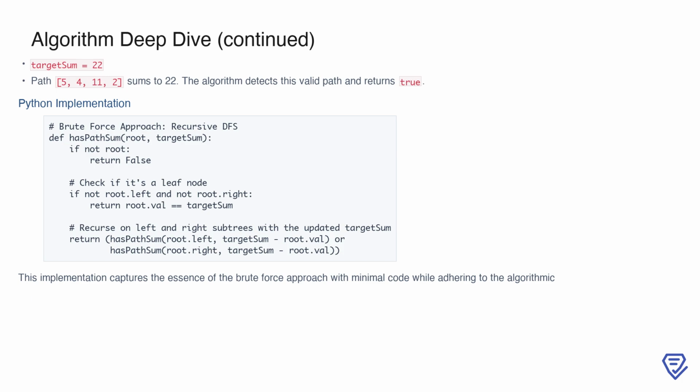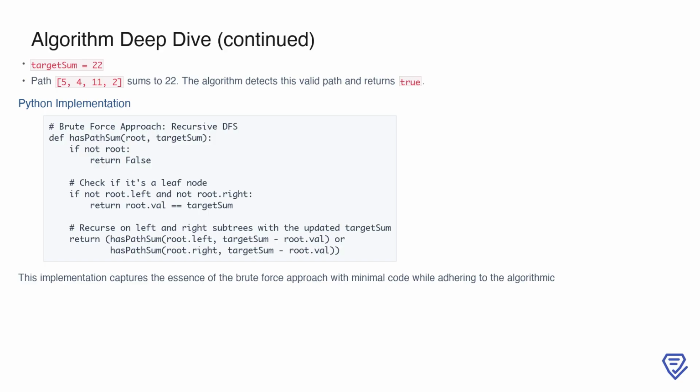Here's the Python implementation of the brute force approach. The function begins by checking whether the root is null. If it is, the result is false. Next, it checks if the current node is a leaf by verifying that both the left and right children are null. If it's a leaf, the function compares the node's value with the target sum. If they match, it returns true, otherwise, it returns false.